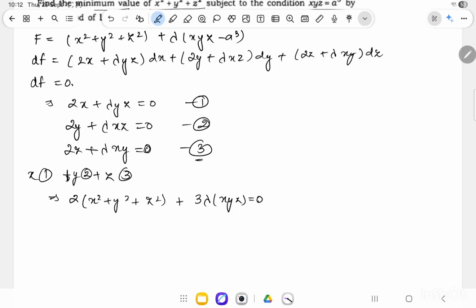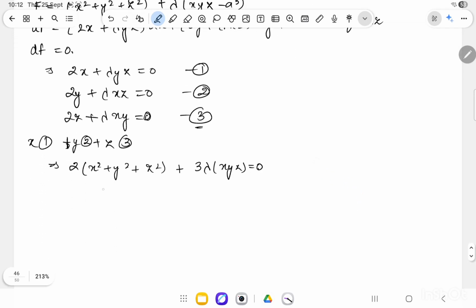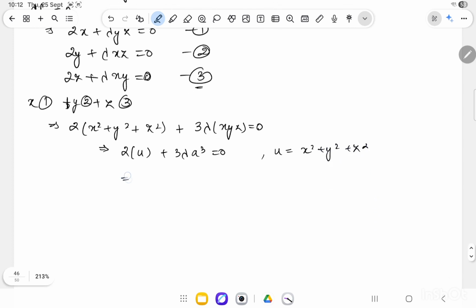But in the question my xyz is basically a cube, so this basically gives me 2 times u plus 3 lambda a cube equals to 0, where I assumed u equals to x square plus y square plus z square. So from here my u is minus 3 lambda by 2 a cube. Let's name it as relation 4.